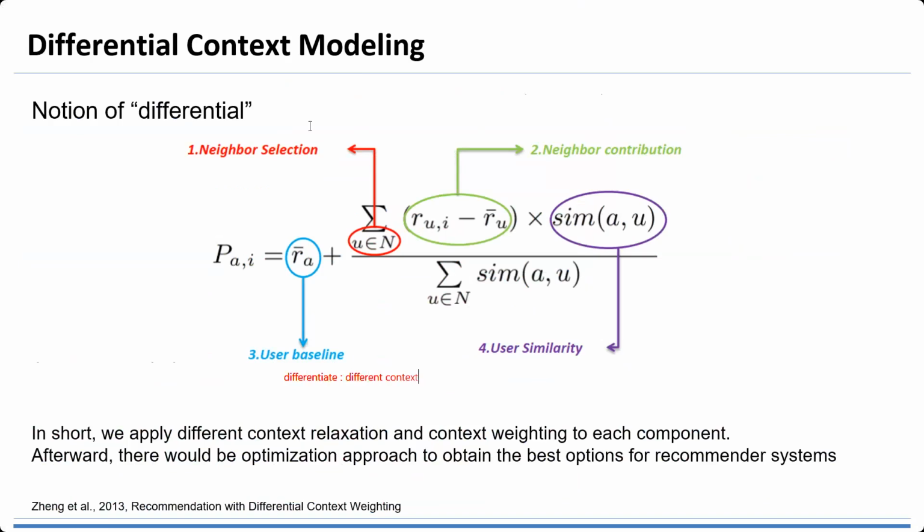The neighbor selection is also the same. We want to differentiate. The differentiation of the neighbor selection is also based on different contexts. The neighborhood contribution we also want to differentiate based on the contribution of this particular context. And the user similarity will also be differentiated. So how many contexts do you have? It will depend on the similarity measures.